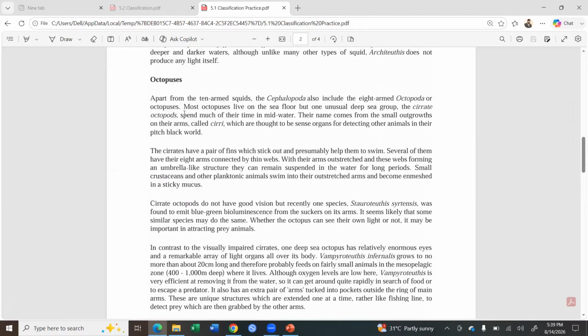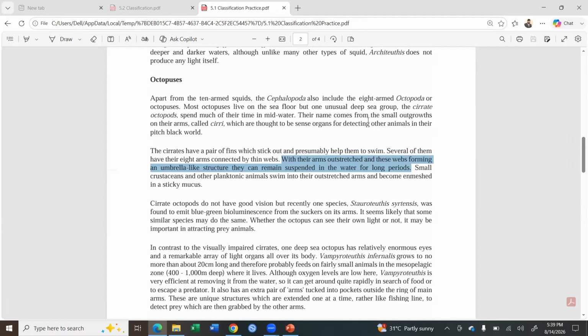Okay. Now, if we look here, we can see the word arms here as well. With their arms outstretched and those webs forming an umbrella-like structure, they can remain suspended in water for longer periods. Are you getting it? Octopus. They remain suspended and remain stationary. Are you getting it? Yes, sir.